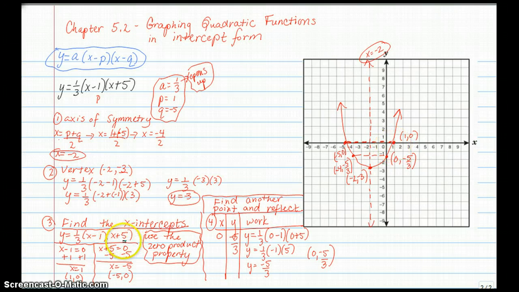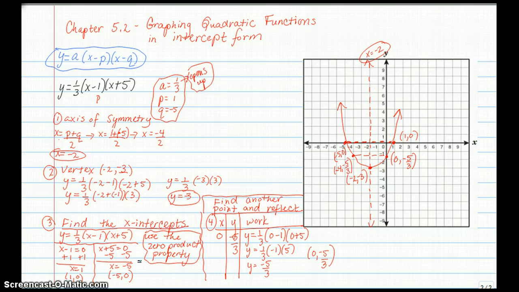Okay, for the x plus 5, negative 5 would make that 0. That would allow us to use the zero product property. If it's a little more complicated, you just go x plus 5 equals 0. Subtract 5 from both sides. x equals negative 5, and the point is (negative 5, 0).